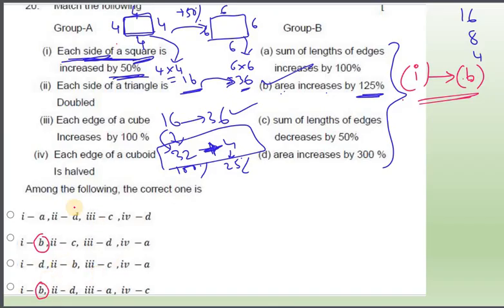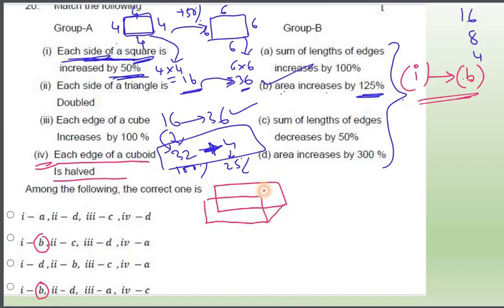So what I have done here is, I will take the fourth one and explain to you. Fourth one: each edge of a cuboid is halved. What is a cuboid? A cuboid means something like this, no? This is something like a cuboid. Now, each edge of the cuboid is halved. Edge means these lines. These are known as edges. If each edge becomes half, then what will happen? The other side we have to write.